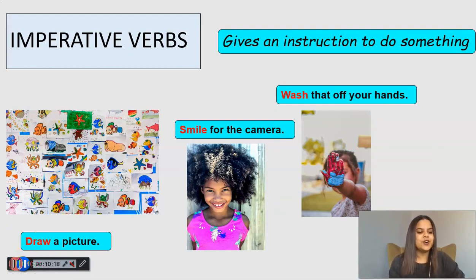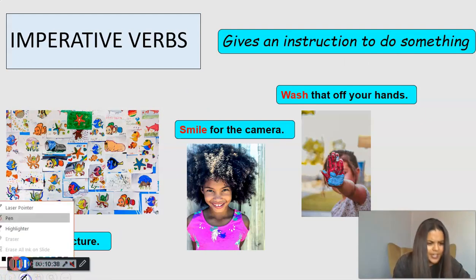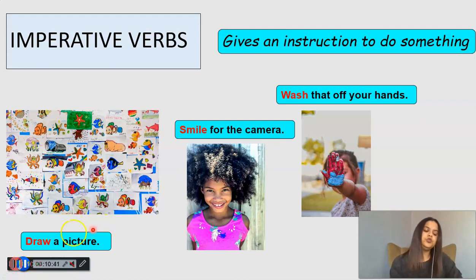So, as you can see over here, draw a picture. My verb is at the beginning of my sentence and it's telling me to draw a picture. Remember, an imperative verb gives an instruction to do something. Let me get my highlighter out. Right. So, to draw a picture. In the next picture, they are telling me to smile for the camera. And this is also an instruction and a verb at the beginning of the sentence telling me to smile for the camera. And I'm doing it.